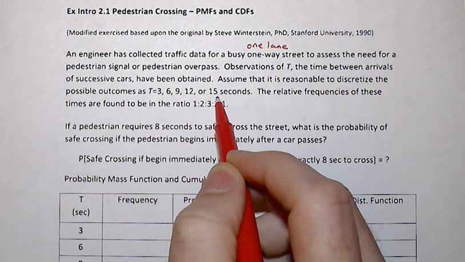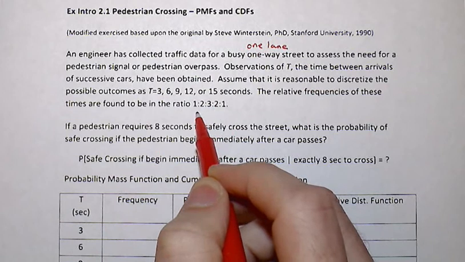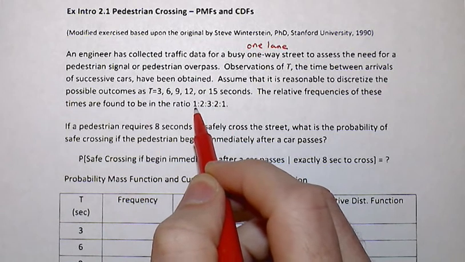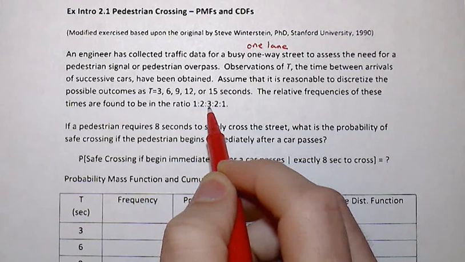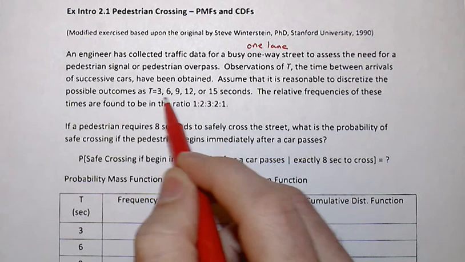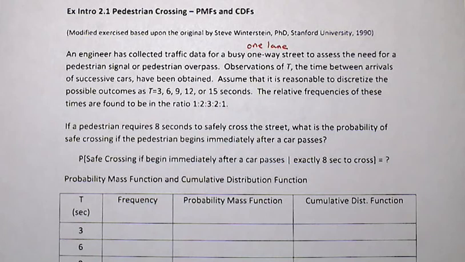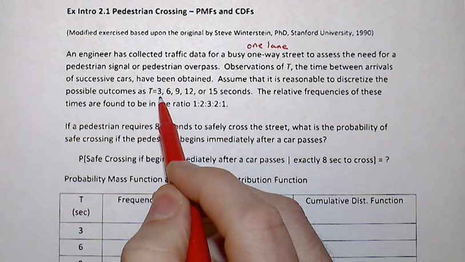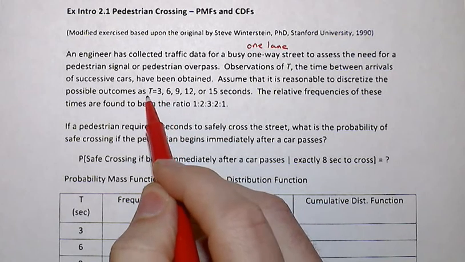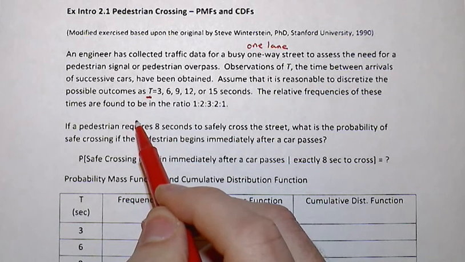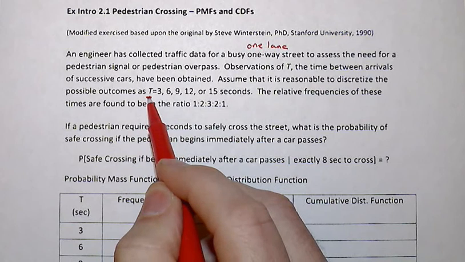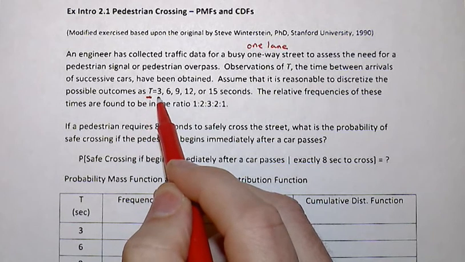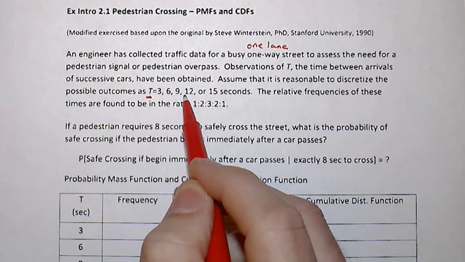And we've also observed in our data and have concluded that these time gaps come at us in ratios of 1 to 2 to 3 to 2 to 1 with respect to these possible outcomes of 3, 6, 9, 12, or 15. So if you're looking at Chapter 2 of Montgomery and Runger, what you'll notice is they start talking about different events in an event space and possible outcomes for our random variable. Well, T would be our random variable. That's the time in between vehicles. That's the time available for a person to walk across the street or to somehow get across. Right? And so our possible outcomes are 3, 6, 9, 12, or 15.